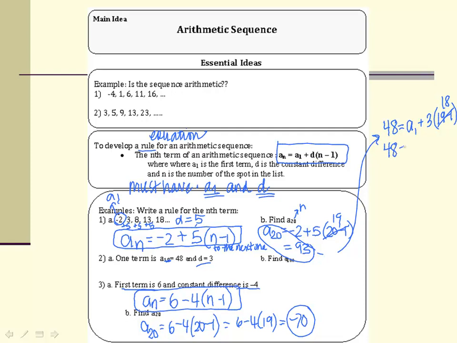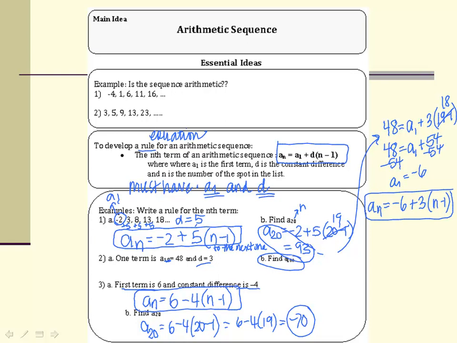So I have 48 equals the first term plus 54, and I subtract 54 on both sides. My first term then is -6. So when I look at my rule then is -6 for my first term plus 3 times n minus 1. Okay, and I just didn't have a ton of room to write, but there's that. Could you then go and find the 100th term? Sure. I'm not worried about once you have the rule plugging in a number. I'm worried more about you getting the rule.